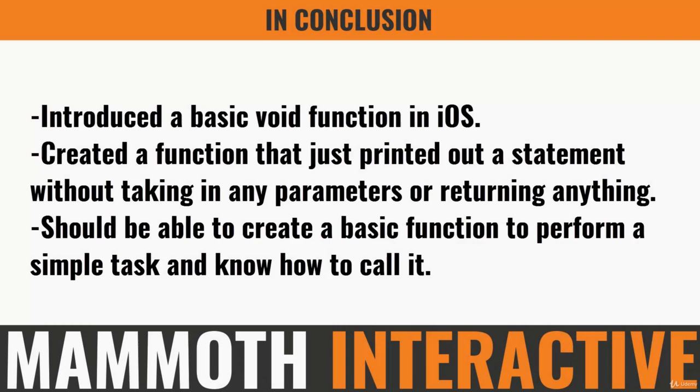So we took a look at basic void functions in iOS. What we did is we created a function that just printed out a statement, didn't take in any parameters or return anything. It was just a simple void function. We just had it print out the statement Mammoth Interactive. So by now we should be able to create a basic function to perform a simple task, and you should know how to call it. So it's all good to be able to create the function, but again, you need to be able to call it. In this case, we had a void function, so we don't need to store it in a variable, but we'll be looking at functions that have return types soon.